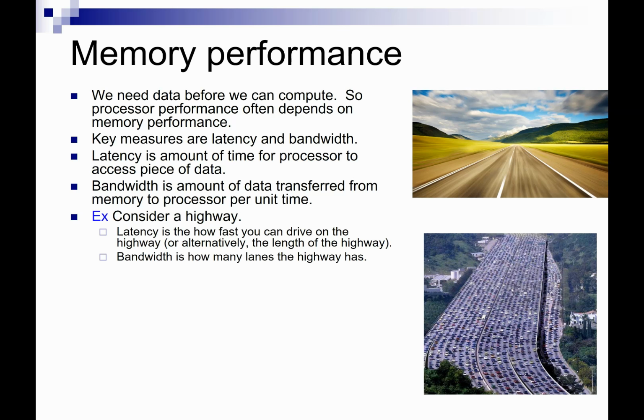And the bandwidth, on the other hand, corresponds to how many lanes your highway has. Maybe you're on a highway where you can only drive very slowly, but if this highway has many lanes, then in each unit of time, many cars are actually passing through this highway.